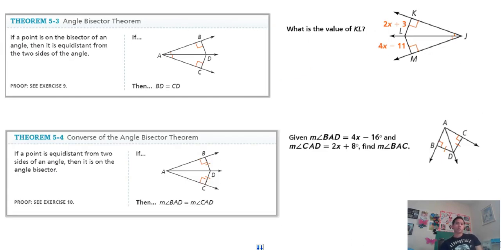The next theorem is the angle bisector, meaning it divides your angle into two equal parts. If a point is on the bisector of an angle, then it is equidistant from the two sides of the angle.